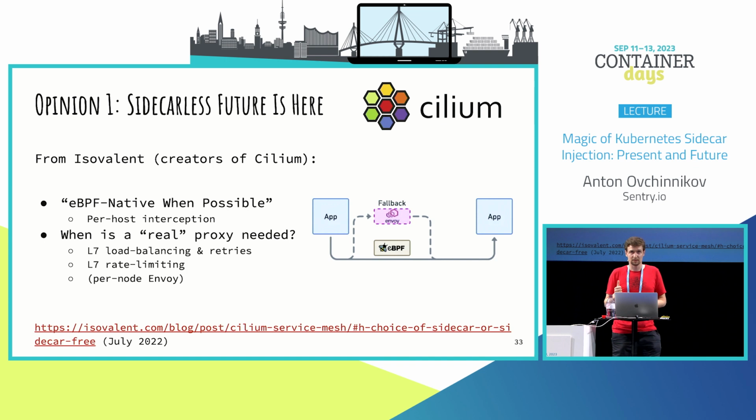In some cases, like when we deal with HTTP, when we need some kind of load balancing, retries, rate limiting for L7 protocols like HTTP and DNS, it's okay to fall back to Envoy proxy, which is also running one per node. So no sidecars needed anymore. This is the future we're going into, and all good.